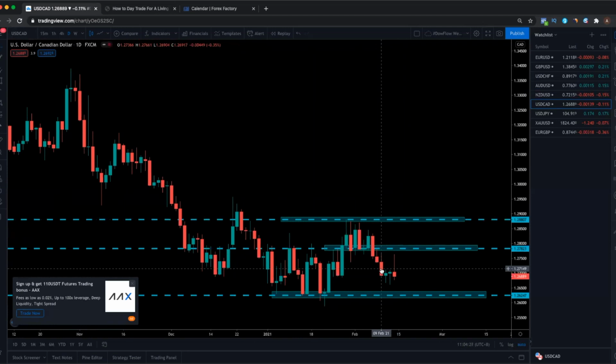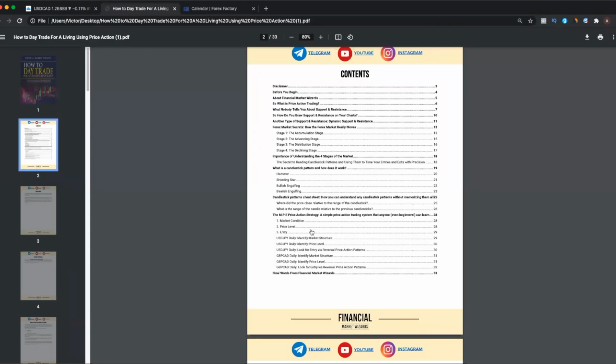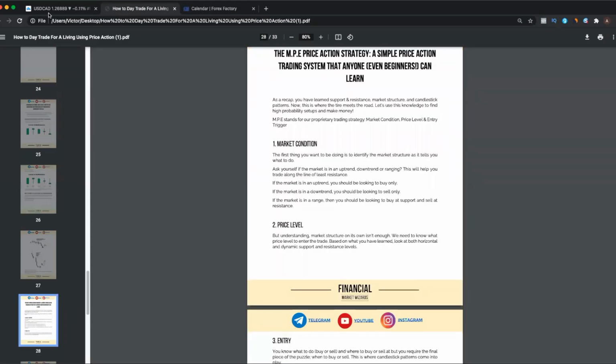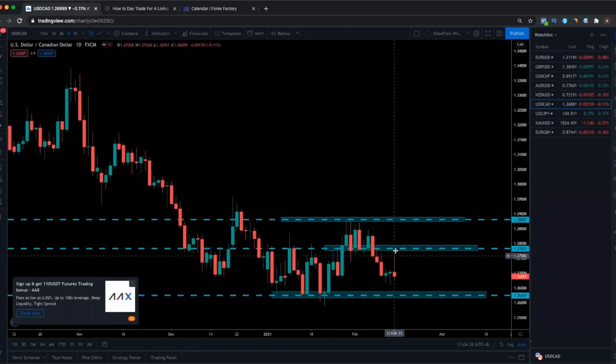Remember that the 3 steps are MPE. MPE stands for market condition. So the market condition is ranging. So you want to sell at resistance, buy at support. Price levels, which is P, is given by these 2 levels. And E, we need an entry trigger, which we do not yet have. So just watch out for that during the trading week.